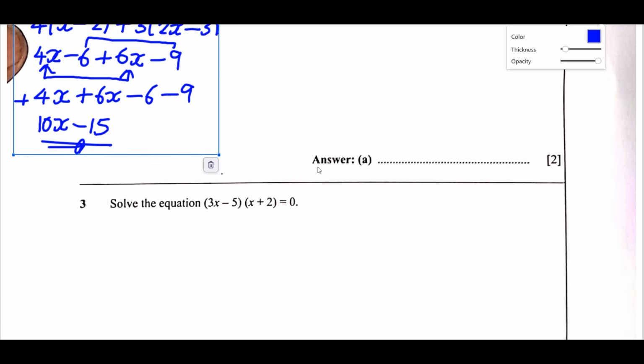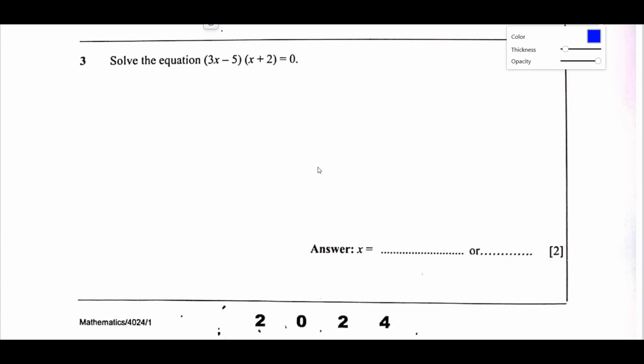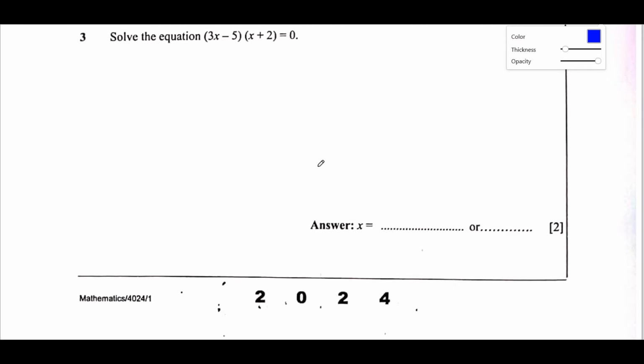We move on to question number 3. In question number 3, we are told to solve. So what is to solve? To solve simply means to find the value of a given letter. In our case, we want to find the number that we can multiply by 3, then subtract 5, to give 0. Since we are given a factorized function, you get each bracket equal to 0, first solution.